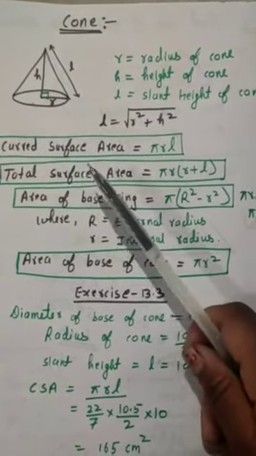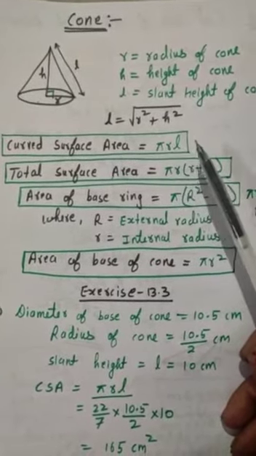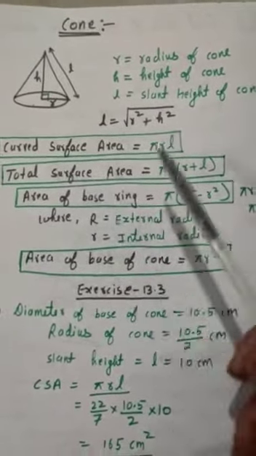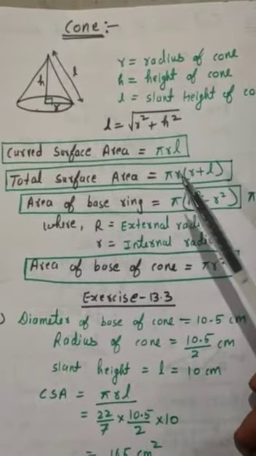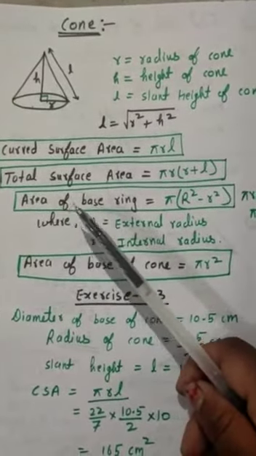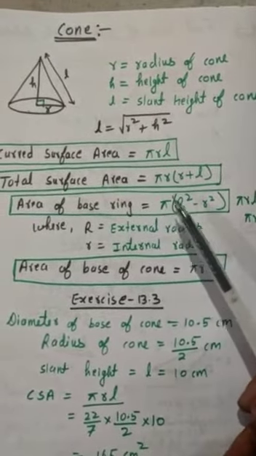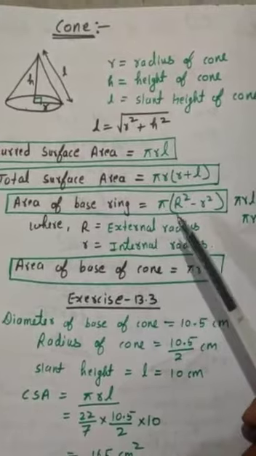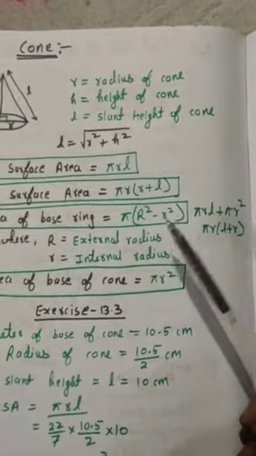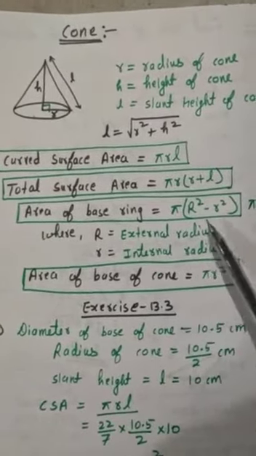And curved surface area, which means only the outer surface area, is given by the formula pi r l, and its total surface area, which means the curved plus the area of base, is given by pi r into (r plus l). And what is the area of base ring? Base ring means if the cone is hollow, then base will become a ring. So its formula will be pi (R square minus r square), where R is the external radius and small r is the internal radius.